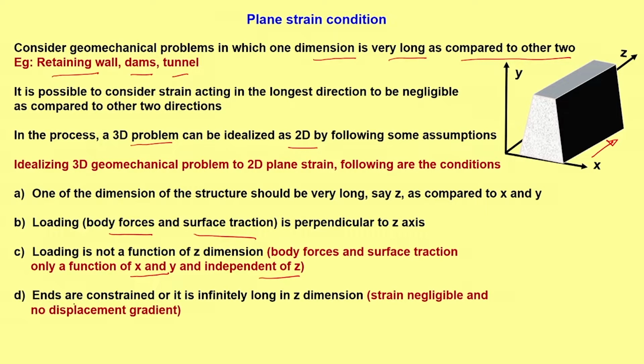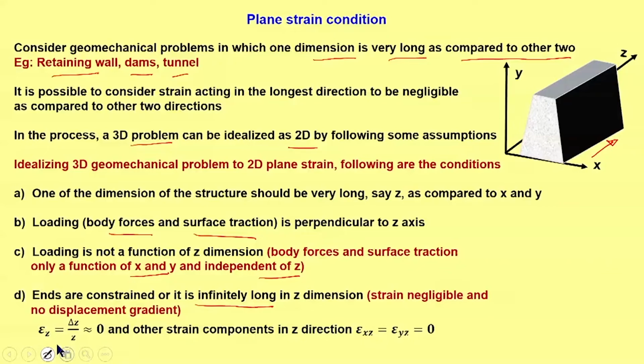Now the fourth condition is that the ends are constrained or it is infinitely long in the z dimension. Why is this condition needed? For achieving the most important condition for plane strain, that is, the strain in the z direction, or any one direction, is 0 or close to 0. So how is it made? Either end constraints are there, or the length is infinitely long, so that when you divide by its original length, the strain becomes negligible.